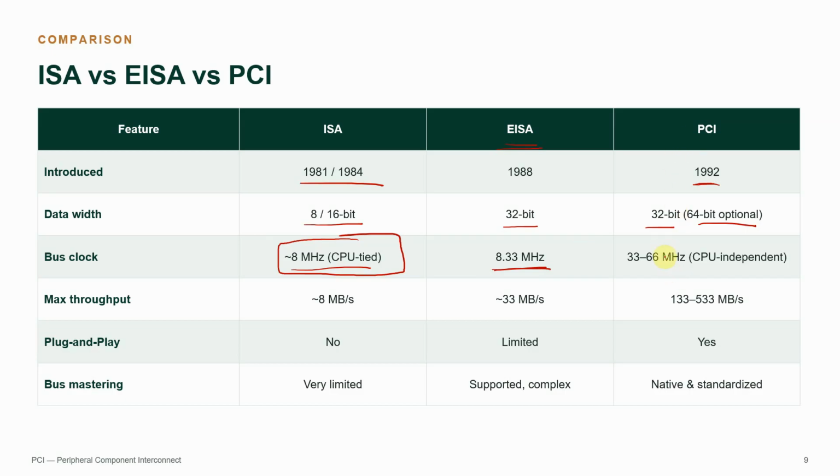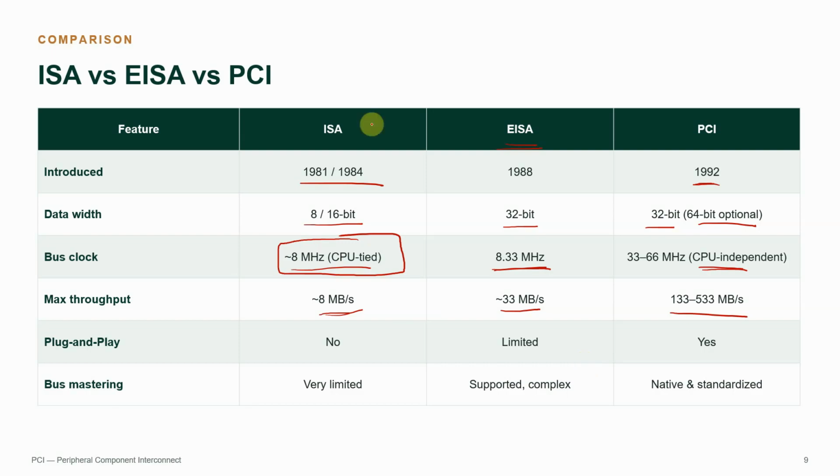In the case of PCI, the bus clock is independent of the CPU. So whatever clock frequency we have on our PCI bus is basically independent of the CPU. And the maximum throughput is 8 megabits per second in the case of ISA, whereas in the case of EISA it is 33 megabits per second, and for PCI it is around 133 to 533 megabits per second.